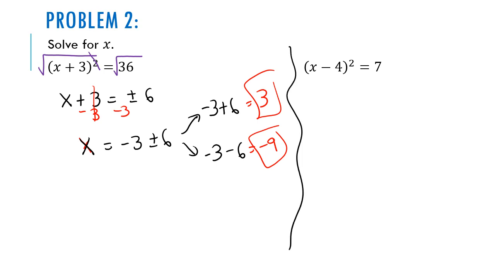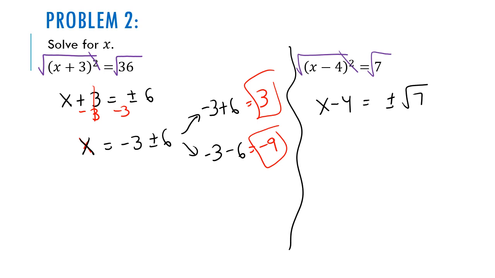All right, our second one's doing the same thing. Since there's nothing outside the parentheses, you want to start with that. And since it has a square on the parentheses, that stuff's trapped inside, so we're going to get rid of the square. So we're going to have x minus 4 equals plus and minus the square root of 7.